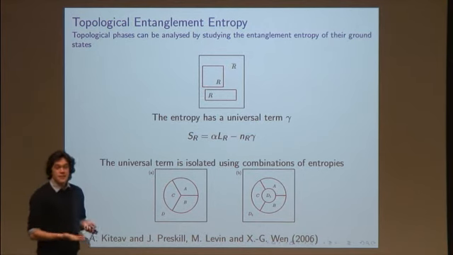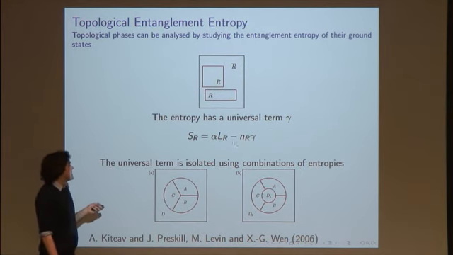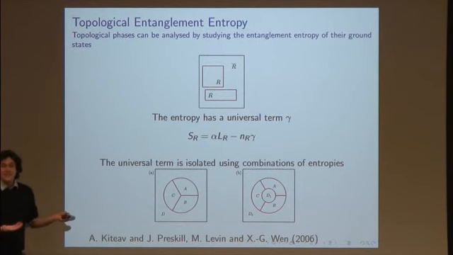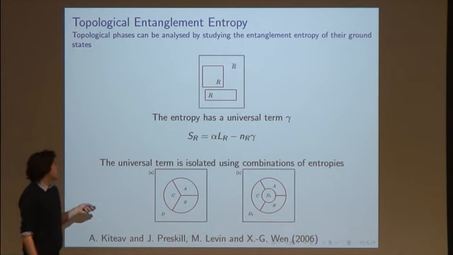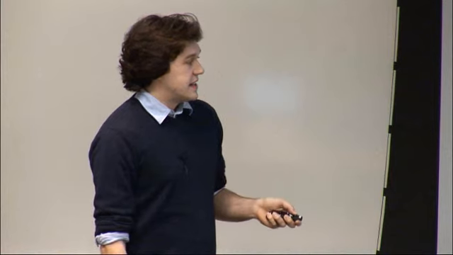And if we have some topological phase which supports anyons as its low energy excitations, we also expect to see this universal term, this term gamma, which tells us some property of these phases of matter. A small extension of this result is we can take many entropy calculations and take linear combinations of them, and we can isolate this gamma term. And this is what we call topological entanglement entropy.